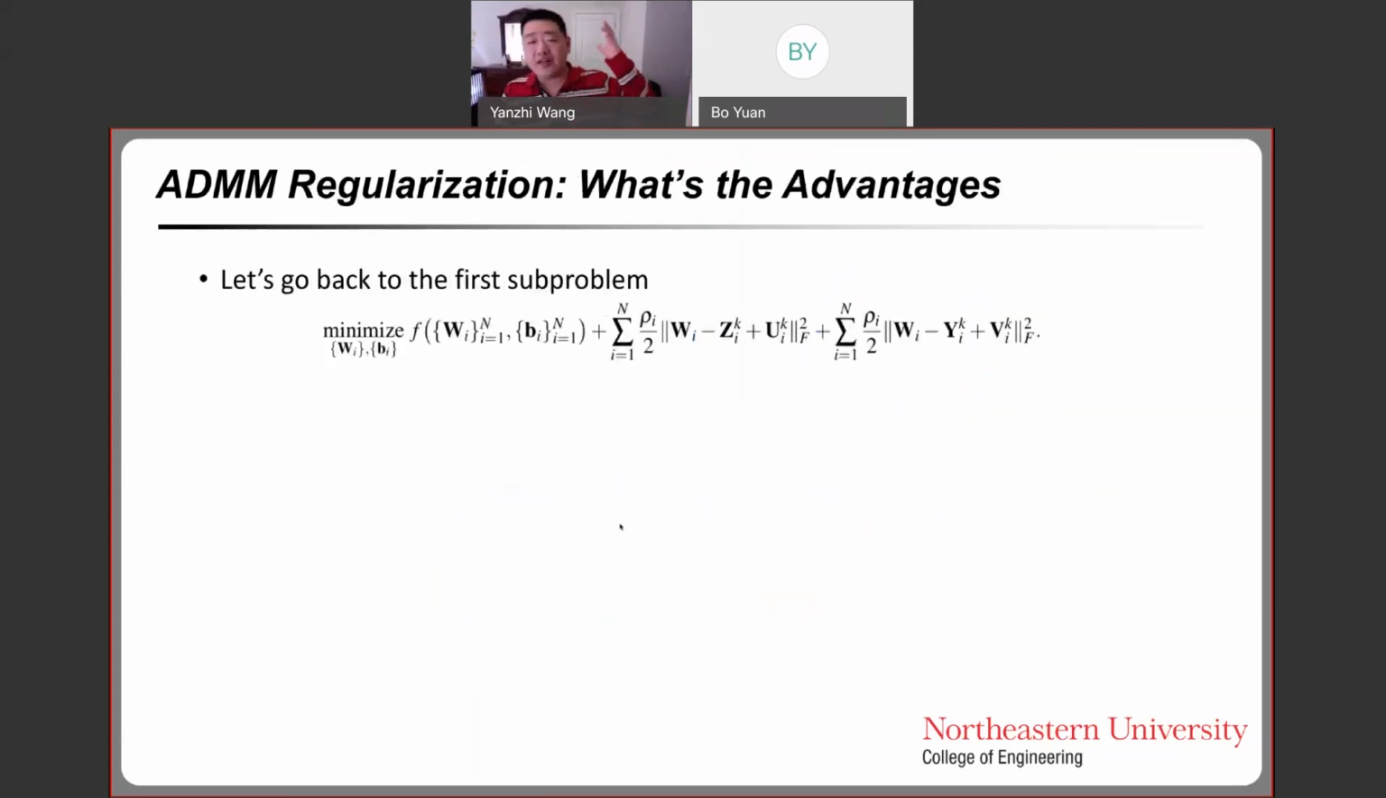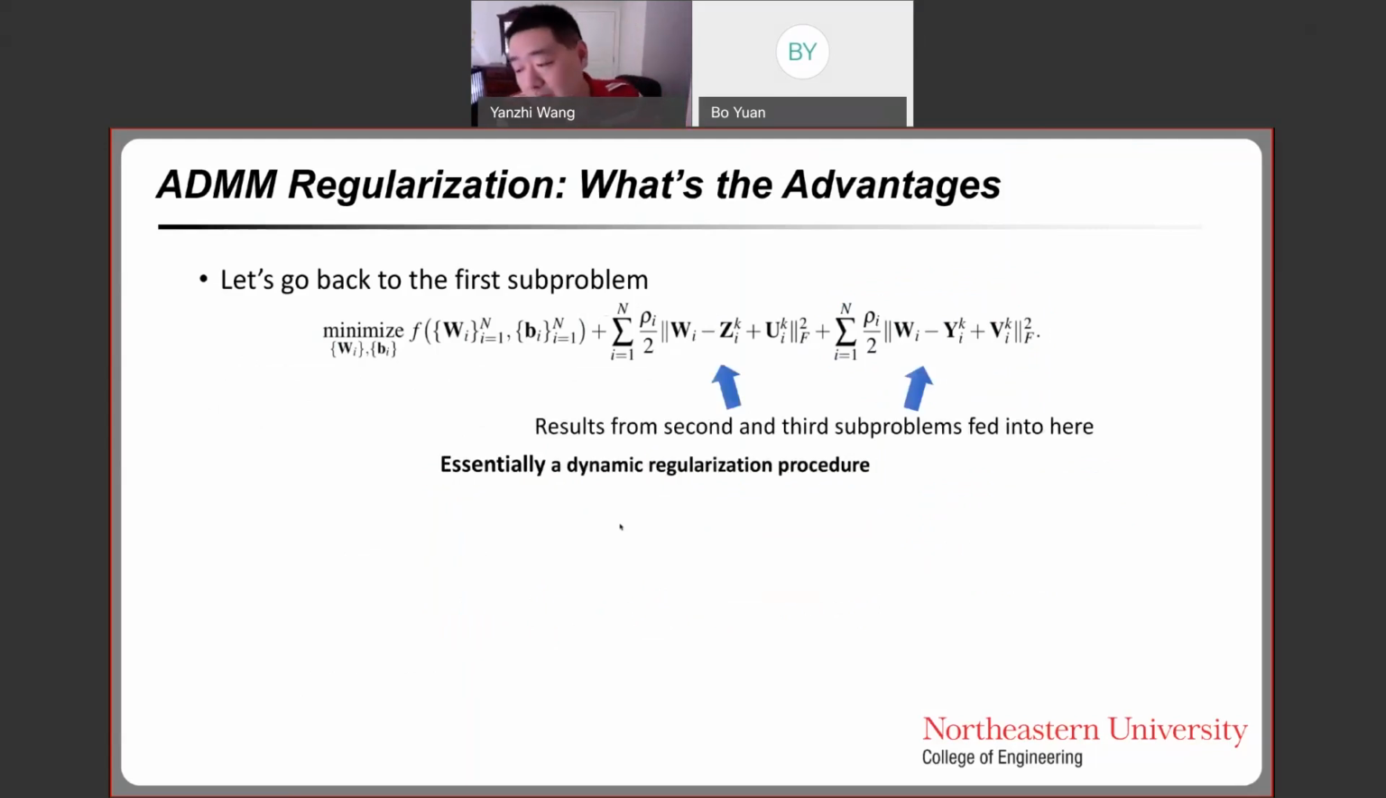Then we have found the z and y values through the second and the third subproblems. Now we go back to the first one. Z and y are already given, and then we regularize and find this w again. So this is essentially a dynamic regularization procedure. The regularization target is going to be dynamically changed in each and every iteration.